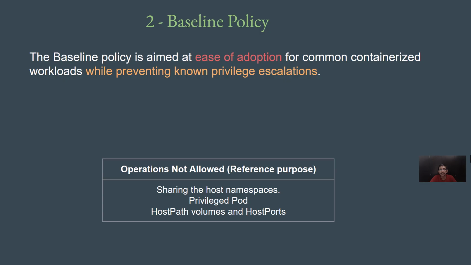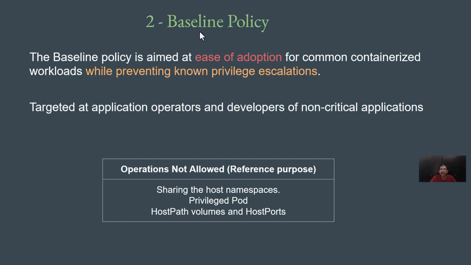Now, the second policy, which is more restrictive when compared to the privileged policy, is the baseline policy. The aim of the baseline policy is to make sure that adoption is easy for most of the common workloads. Although it will not allow known privilege escalations, apart from that it is not too strict. This is the reason why the baseline policy is generally targeted at applications that are non-critical in nature. Some of the operations that are not allowed with a baseline policy in place are privileged pods and host path volumes, and a few others.